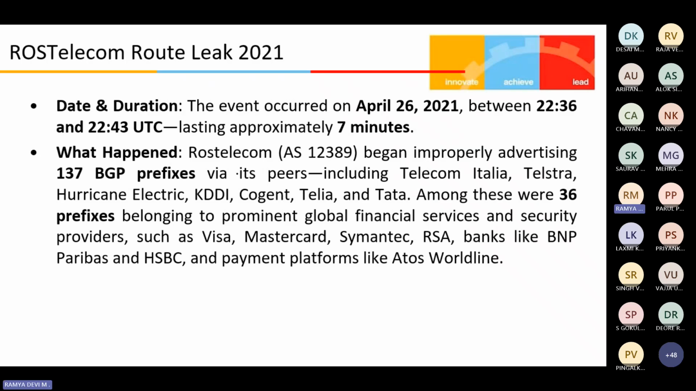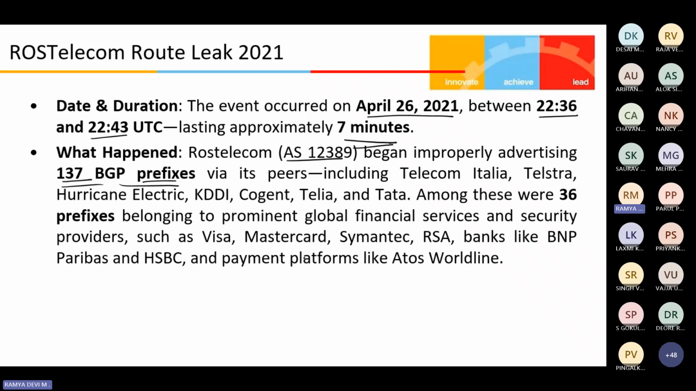Just now we have seen, right? On April 26, 2021, between 22:36 and 22:43, this happened for 7 minutes. It lasted only 7 minutes, but in BGP even a few minutes can have a global impact, right? The autonomous system identified, 12389, started improperly advertising 135 BGP prefixes.